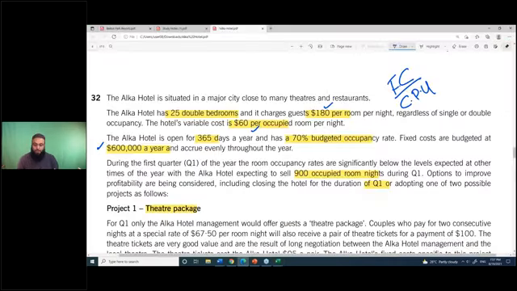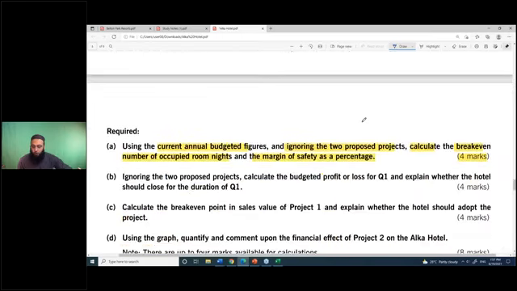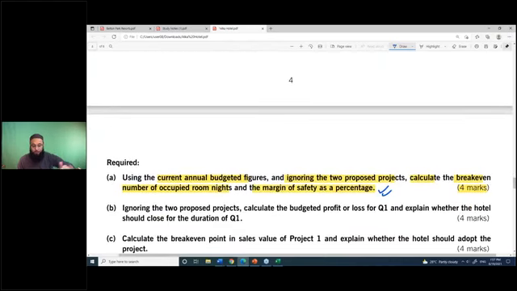The second thing to work out is MOS. So let's have a look. MOS in terms of what? Percentage or units? So as a percentage, you need to work out MOS. The formula is simple. I'm sure you remember the formula. It's the sales minus the break even divided by sales into 100%.